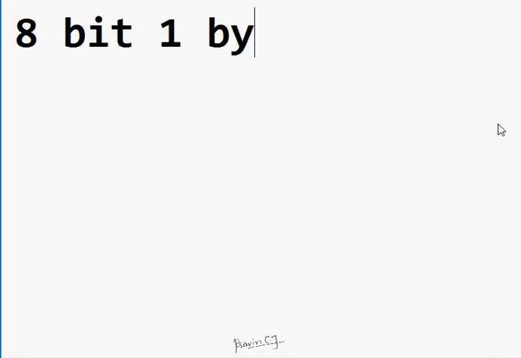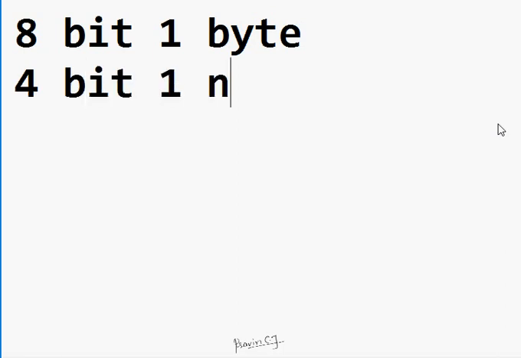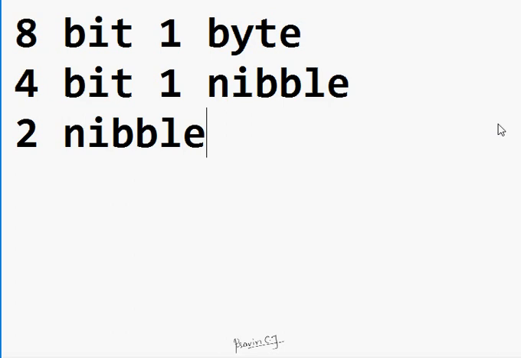That 8-bit represents 1 byte, we know. Okay, and similarly, if only 4 bits are there, then it represents 1 nibble. In the other way you can say 2 nibbles means 1 byte. Okay, and the rest we all know.